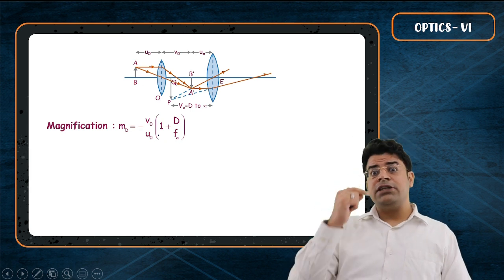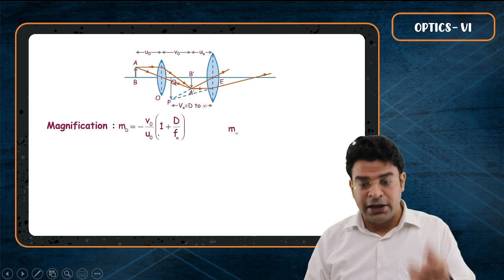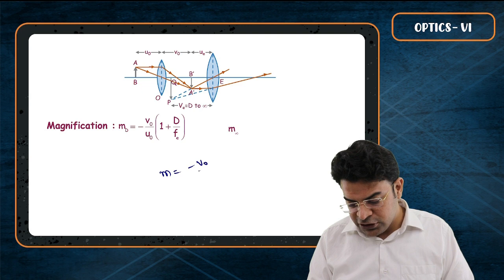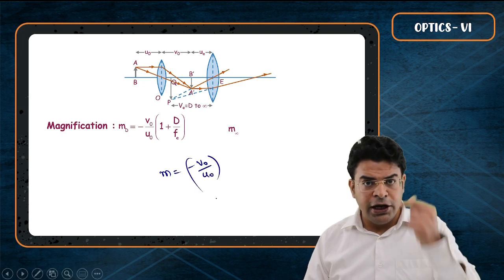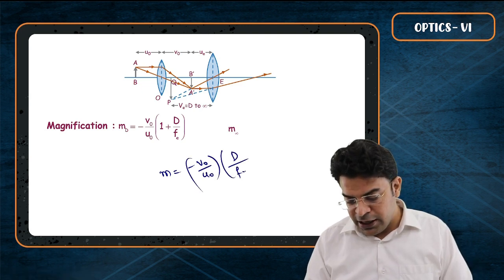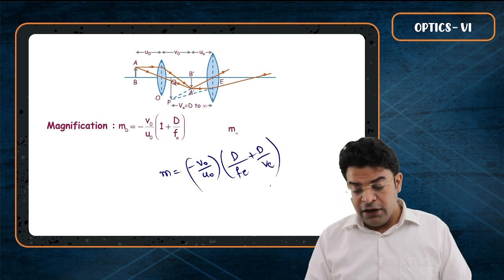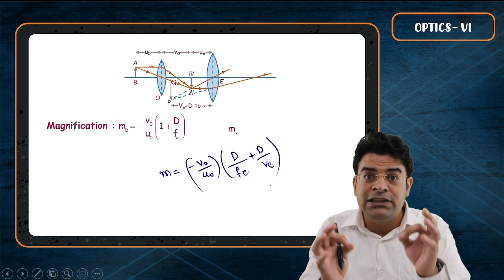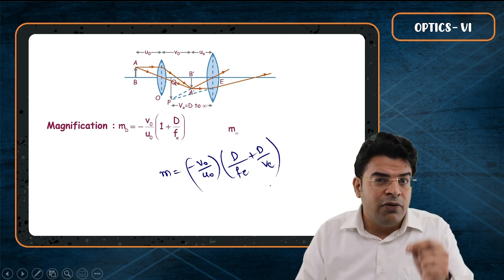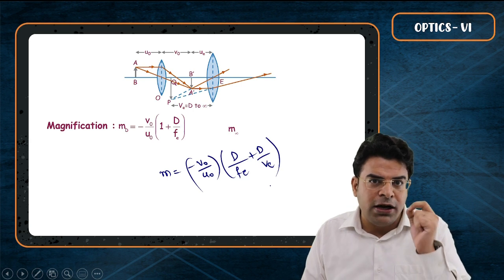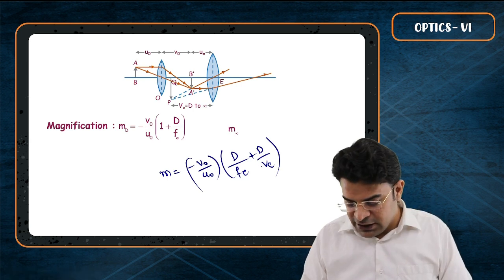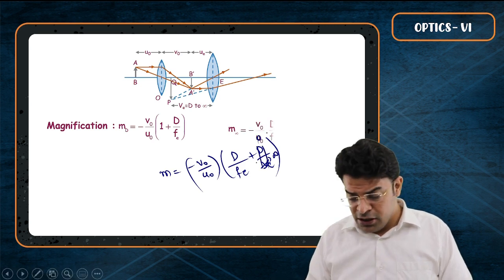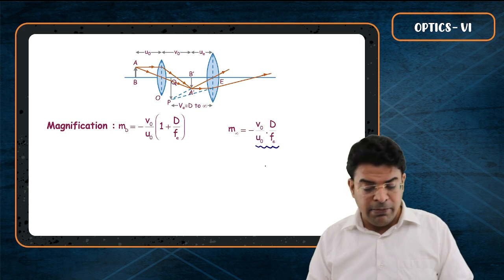If the final image is formed at infinity, then what will be the magnification? The magnification produced by a compound microscope is the magnification done by the objective, minus V naught by U naught, into the magnification done by the eyepiece, D by Fe plus D by VE. If the final image is being formed at infinity, the type of image the eyes are most relaxed to see when the system is under normal adjustment, then VE is infinity, so this second term becomes 0. So the magnification is minus V naught by U naught into D by Fe.